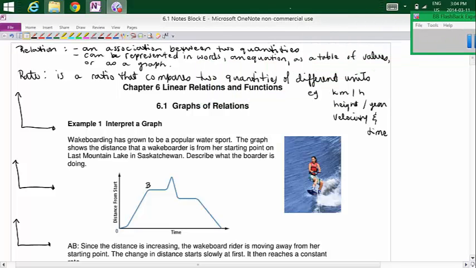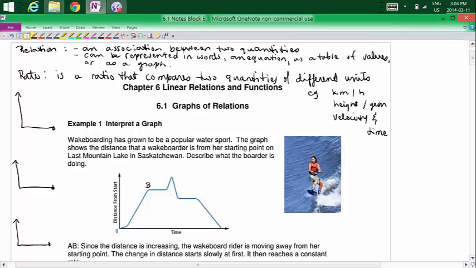We're going to start chapter 6 now, and our chapter is on linear relations and functions, and our first section is graphs of relations. Before we get going, let's just take a look at a couple of definitions. A relation is an association between two quantities. That just means that two quantities are related to each other, okay?